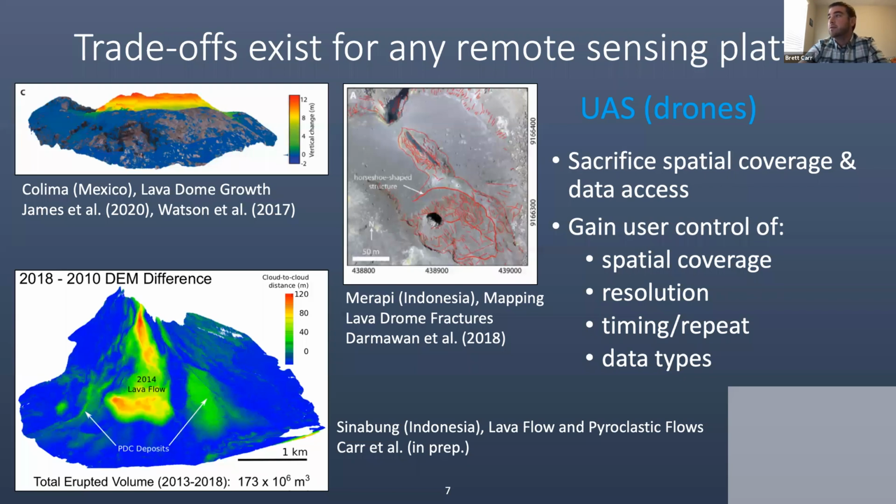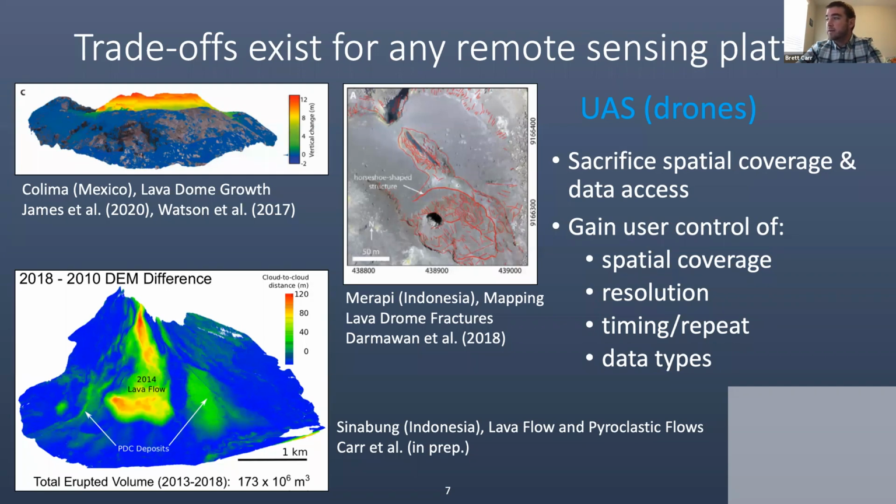But if you're willing to sacrifice that for drones, and you're able to use a drone in the field yourself, you gain user control of the spatial coverage, the area that you're mapping, the resolution that you're collecting the data at, how frequently you're collecting the data, and what type of data you are collecting. Drones are most commonly fitted with visual cameras, but they can also carry thermal cameras, which I'll talk a lot about in the following slides.